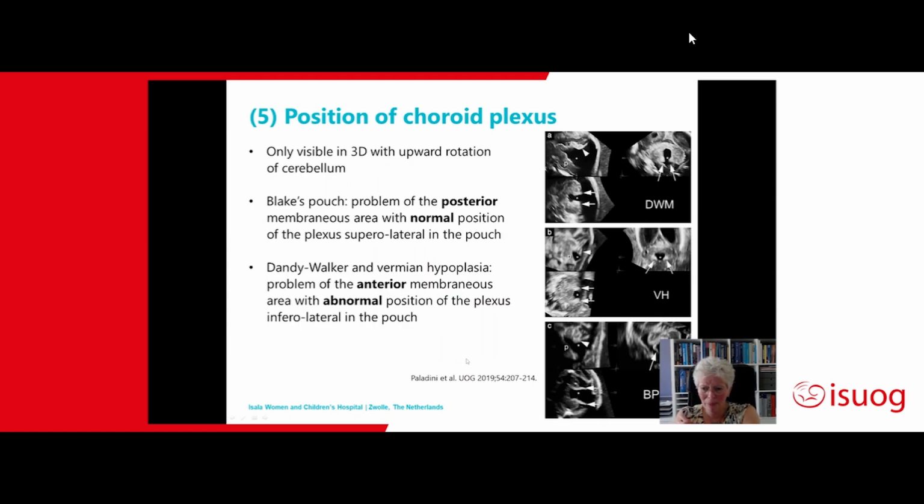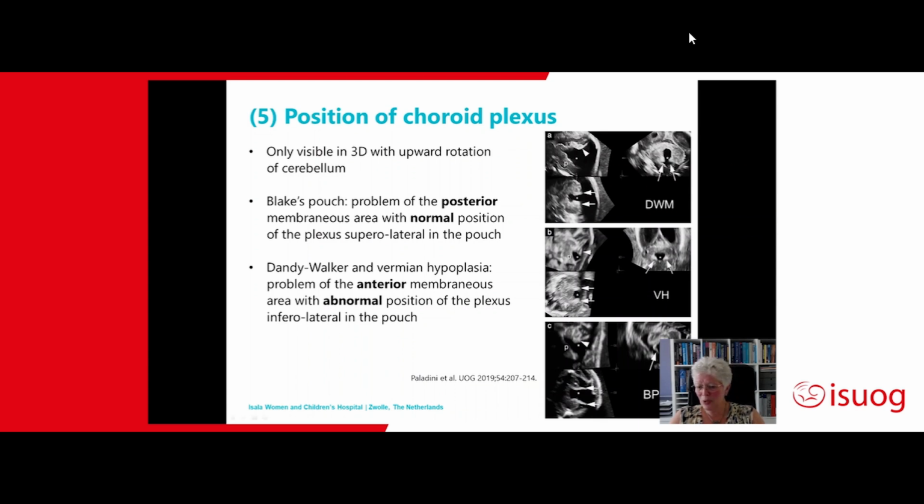This is a study by Palladini et al. And I have to admit, this is a challenge because we can only look at the position of the choroid plexus in 3D and when there's an upward rotation of the cerebellum.